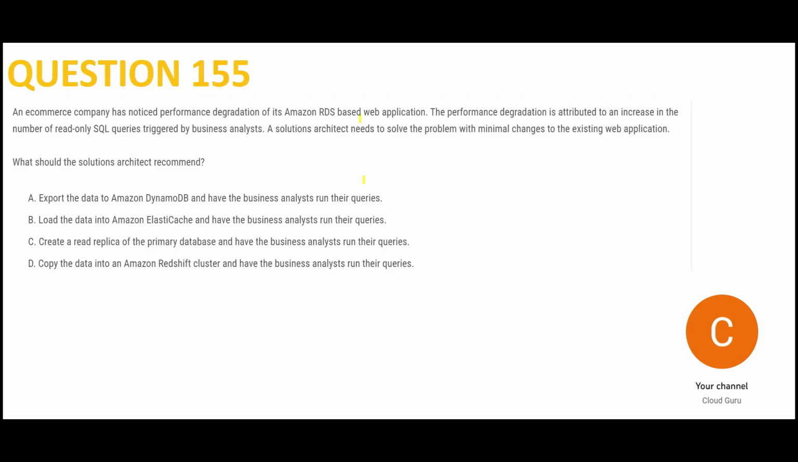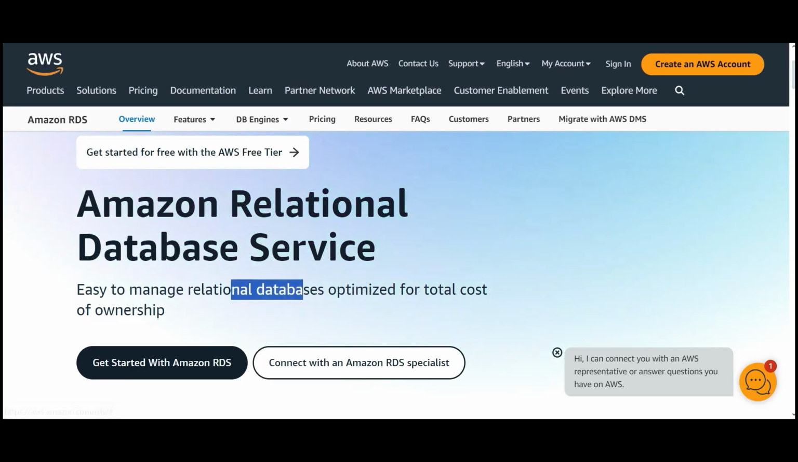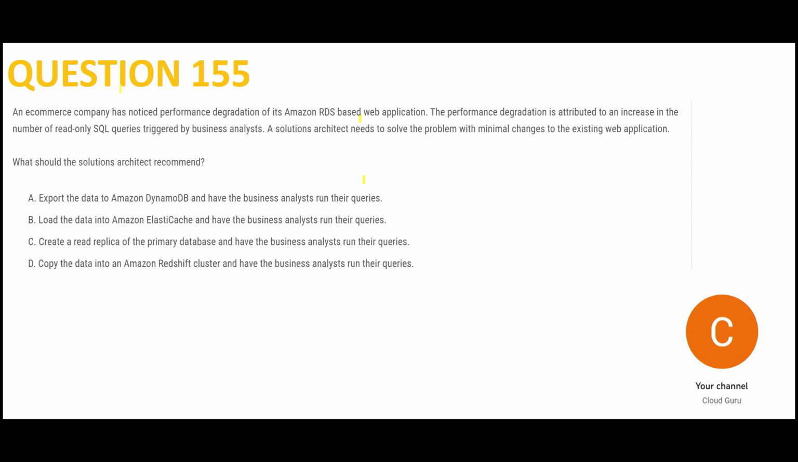So you have an AWS RDS database. This is a relational database in AWS. There are a lot of reads happening and it is getting slowed. You are supposed to solve it with minimum changes. So what will you do?